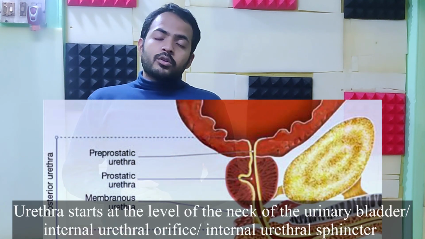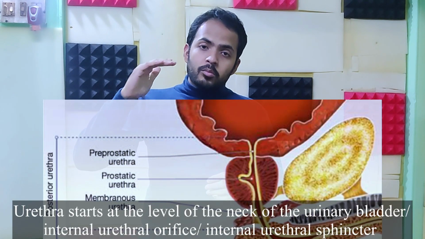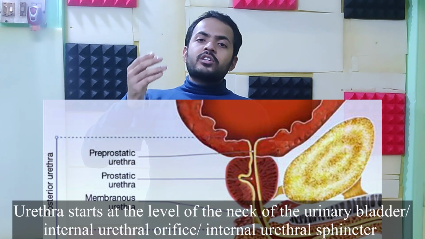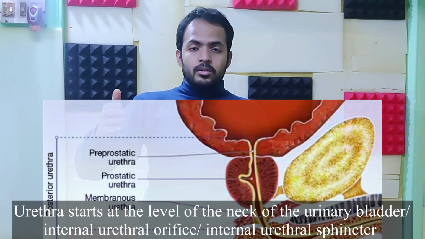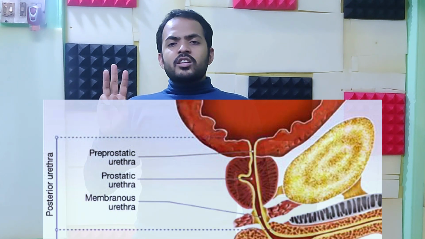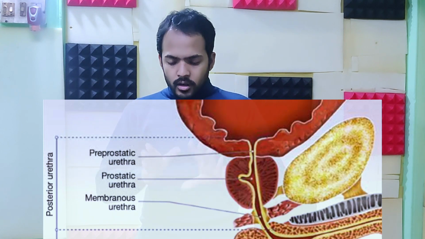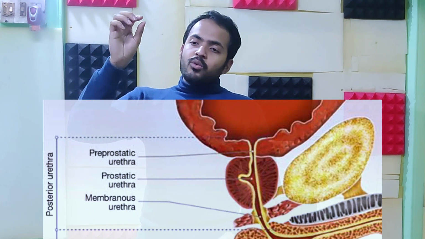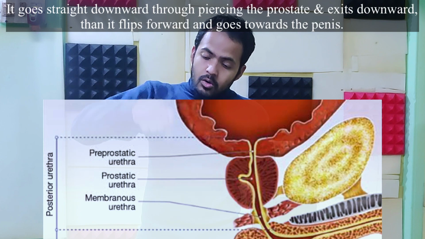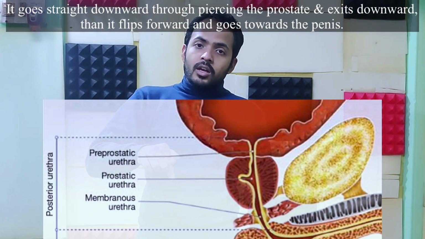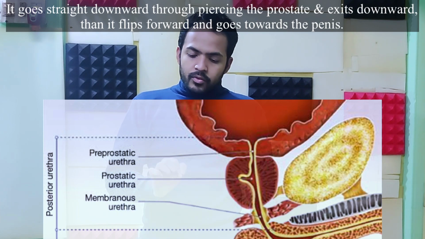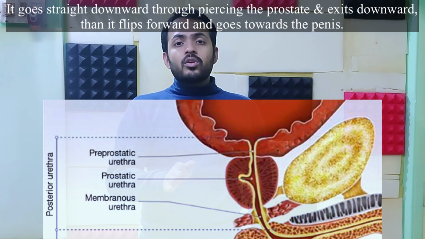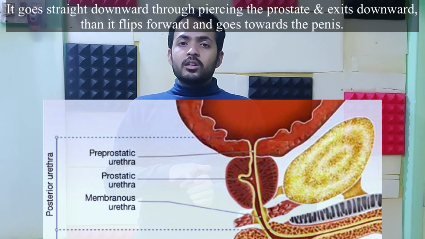Now listen very carefully. Our urethra starts at the level of the neck of the urinary bladder, or you can say the internal urethral orifice, or the internal urethral sphincter. In these three, you can say anything you want. When it starts, it goes straight downward and pierces our prostate and exits downward. Then it flips forward, goes anteriorly towards the penis, and enters the penis.